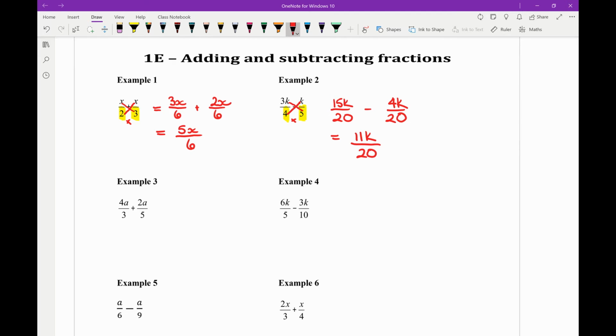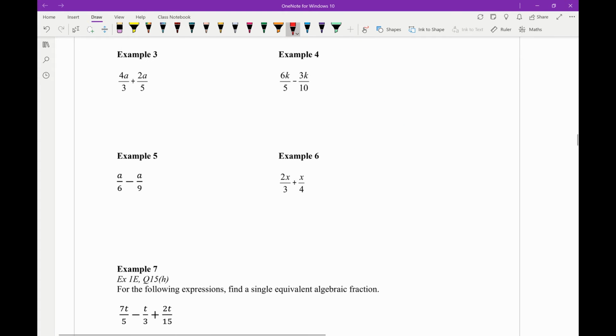Done. Okay, example 3. Start by multiplying the bottom two numbers here. So we go 3 times 5 makes 15. So two fractions both have 15. Then we multiply the 4a with the 5. 4a times 5 is 20a. And 2 times 3 is 6a. So we add the top together. 20a plus 6a is 26a over, the bottom doesn't change, 15. Okay, so hopefully you're starting to see that you can just repeat that process and it always works.